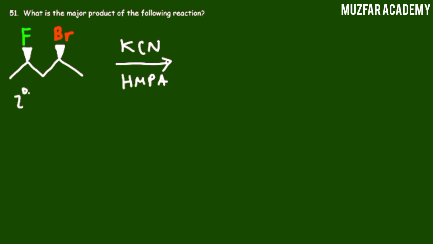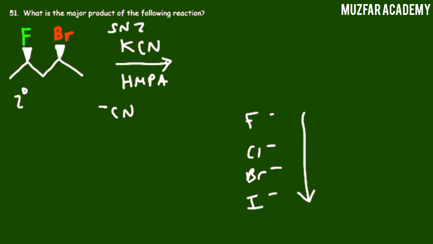So we have a secondary alkyl halide with 2 halogens. We have a good nucleophile, cyanide, and we have a polar aprotic solvent. These conditions favor an SN2 reaction. Now, notice that we have 2 leaving groups, fluoride and bromide. Which leaving group is better? With the halogens, we know that leaving group stability increases as you go down the group. So iodide is the best leaving group out of the halogens, but comparing bromide and fluoride, bromide is a better leaving group. Fluoride is the poor leaving group.